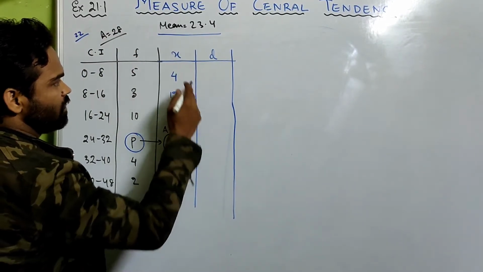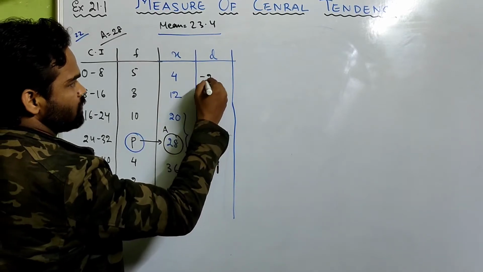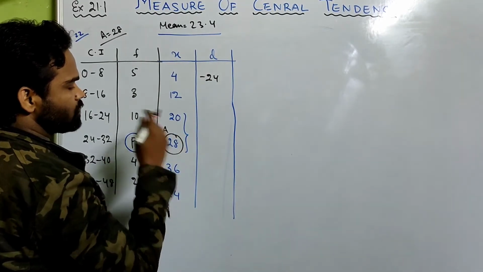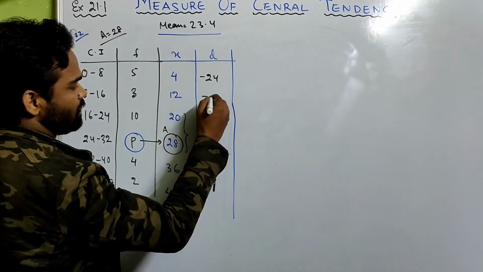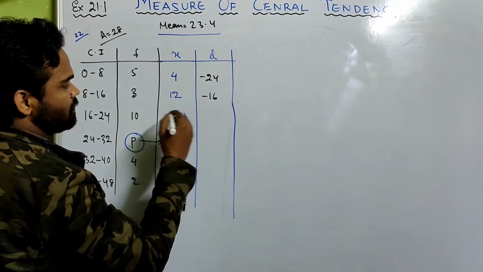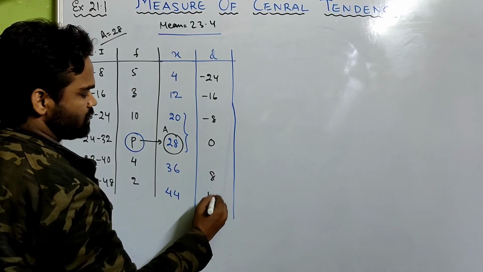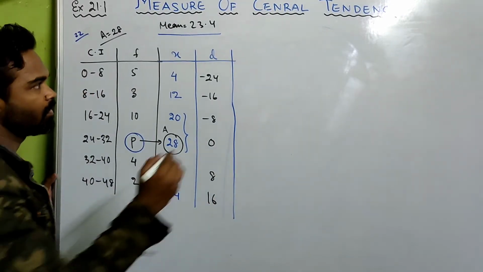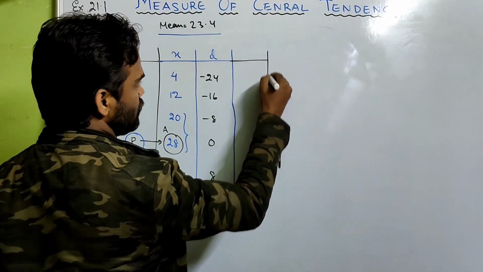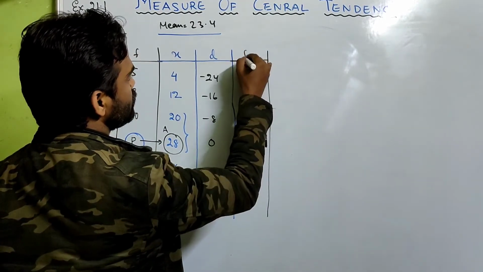Now, D is X minus A. 4 minus 28. So, minus 24. 12 minus 28. That's minus 16, isn't it? This is minus 8. This is 0. This is 8 and this is 16. Done.